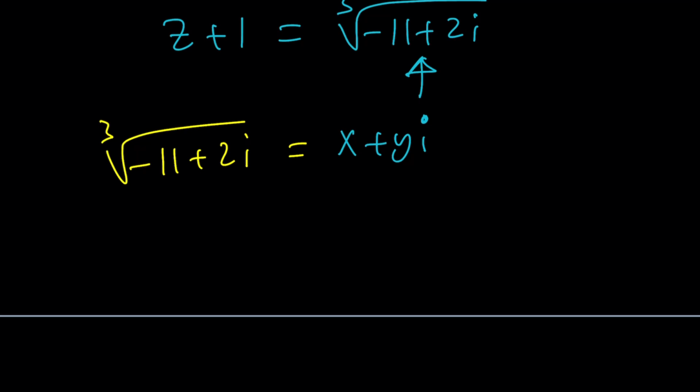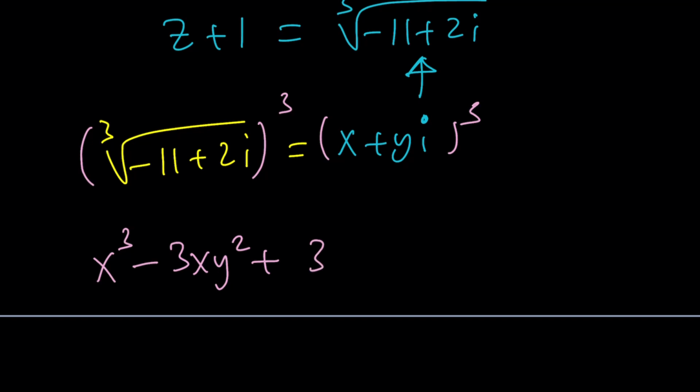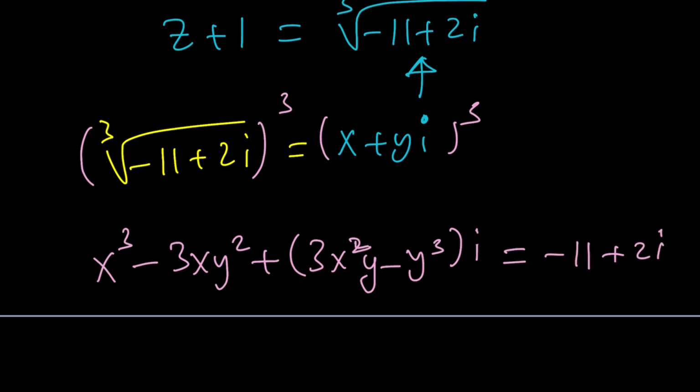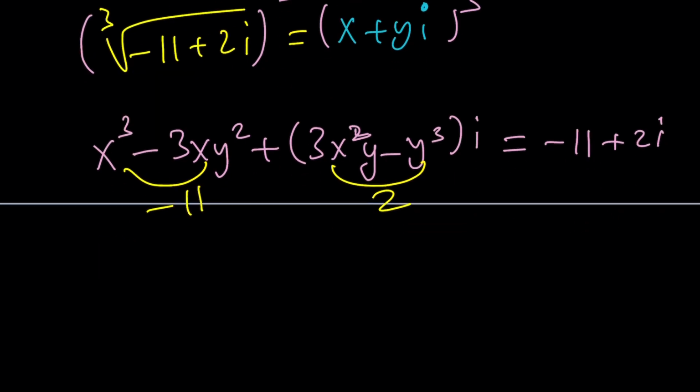If you cube both sides, you're going to get an equation in x and y. It's going to be x cubed, and remember, this is going to give you plus 3x squared yi, and if you just copy off of the first idea, it's going to look like this. And this is equal to negative 11 plus 2i. So by setting this real part equal to negative 11 and this imaginary part equal to 2, you're going to be able to solve for x and y, and then you can find one of the cube roots.